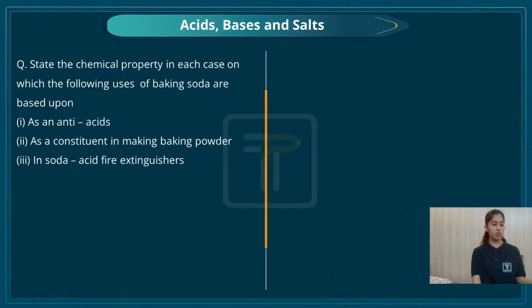Now, the mistake students try to commit here is they just write the properties of baking soda. Obviously you have to write the properties of baking soda, but then students, please remember, you have to clearly answer the why part. If you do not answer the why part, then you are not going to get your marks.